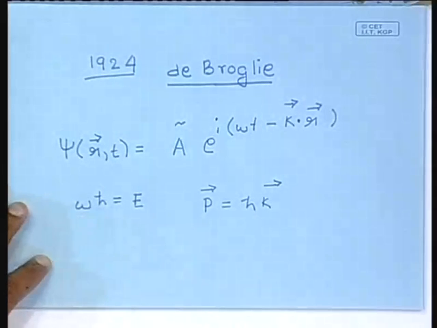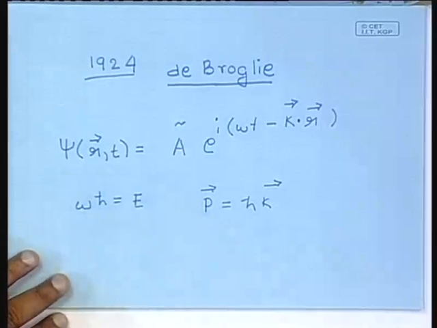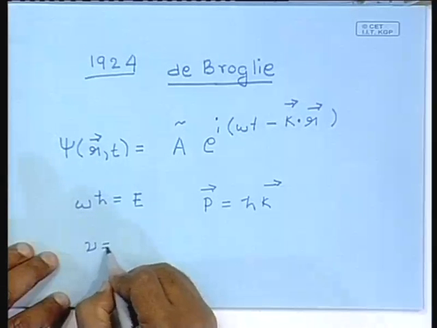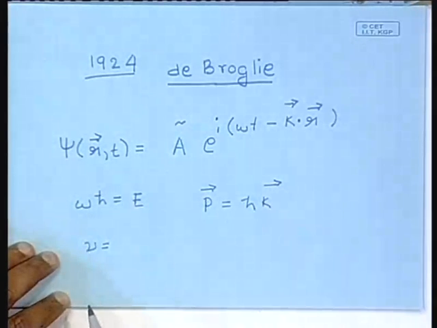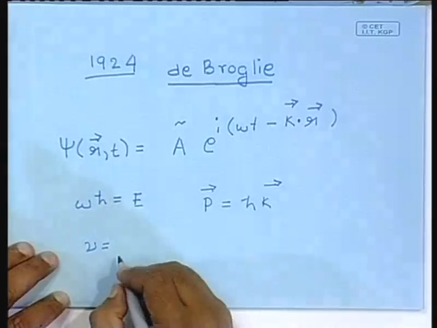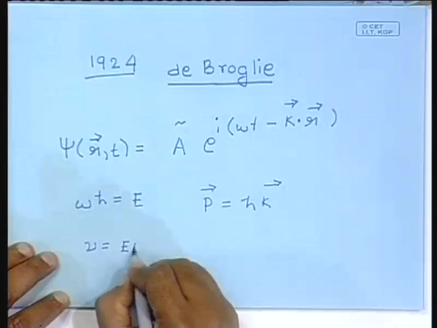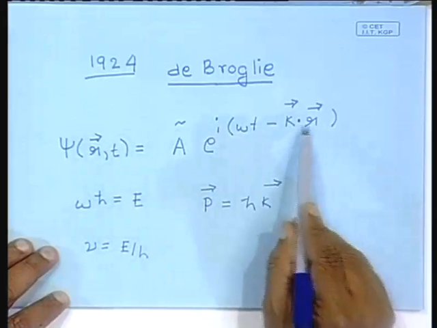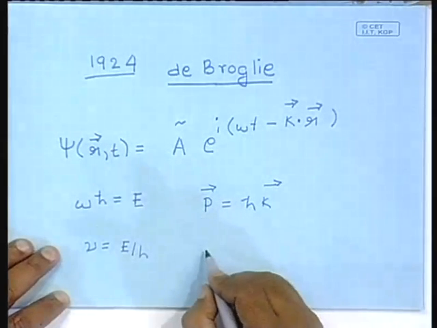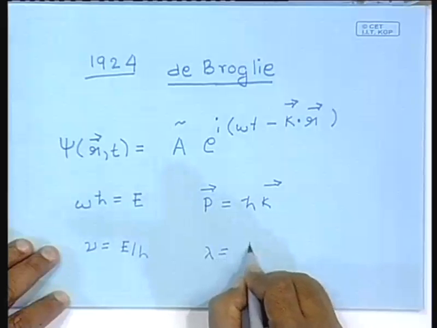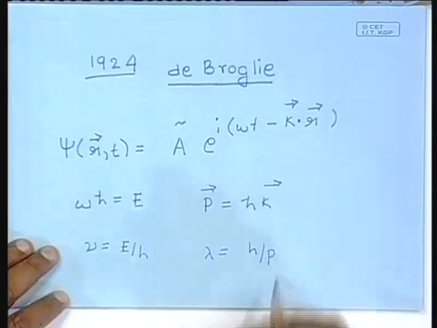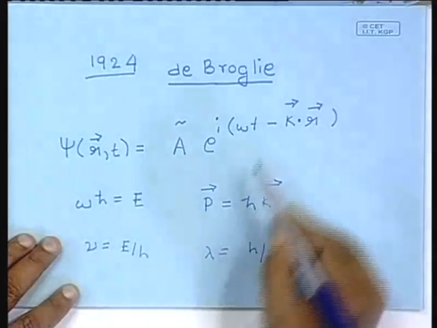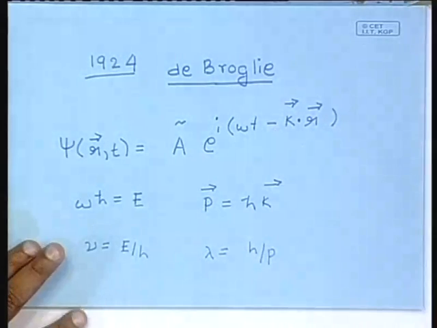Or you could write this in terms of the frequency and the wavelength. So, the frequency of the wave that is associated with the particle is related to the energy of the particle through this, it is E by h, and the momentum and the wavelength. So, the wavelength of this wave is related to the momentum of the particle through this relation, h by p, and this wavelength is called the de Broglie wavelength.